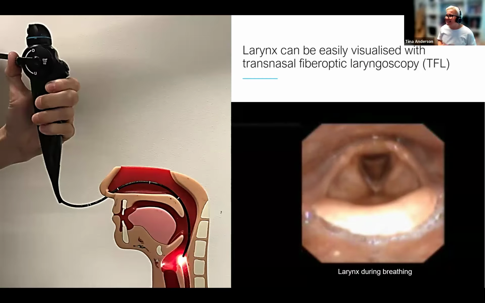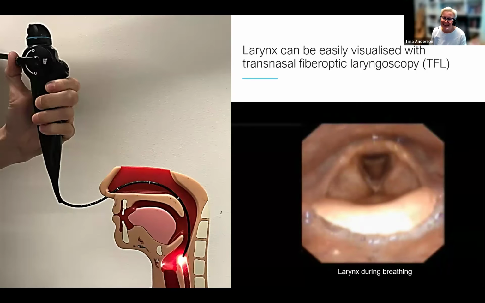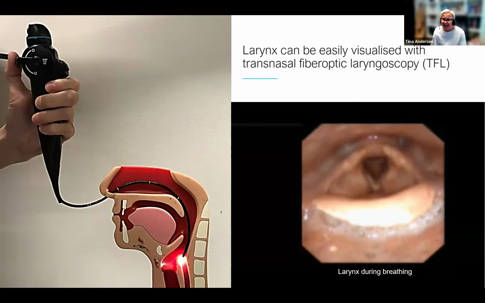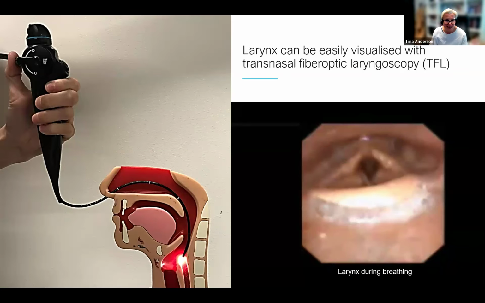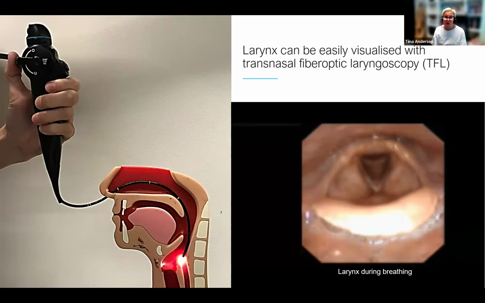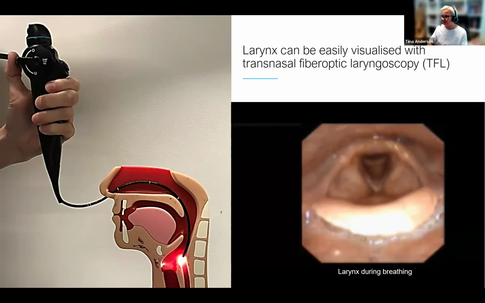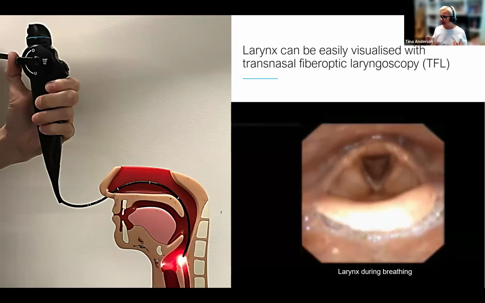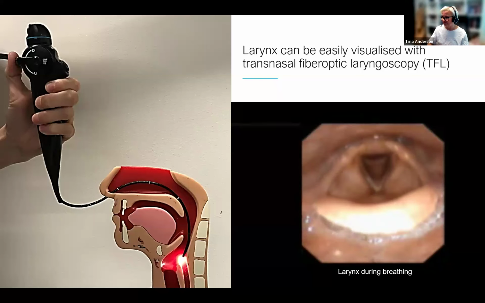These photos were taken with transnasal fiber optic laryngoscopy, a tool which was initially used by ear, throat, and nose specialists. But later it has also been used by speech and language therapists and other doctors to inspect the upper airways. And you see here now a video picture of normal breathing. The larynx is opening slightly when we inhale and slightly adducting when we are exhaling.